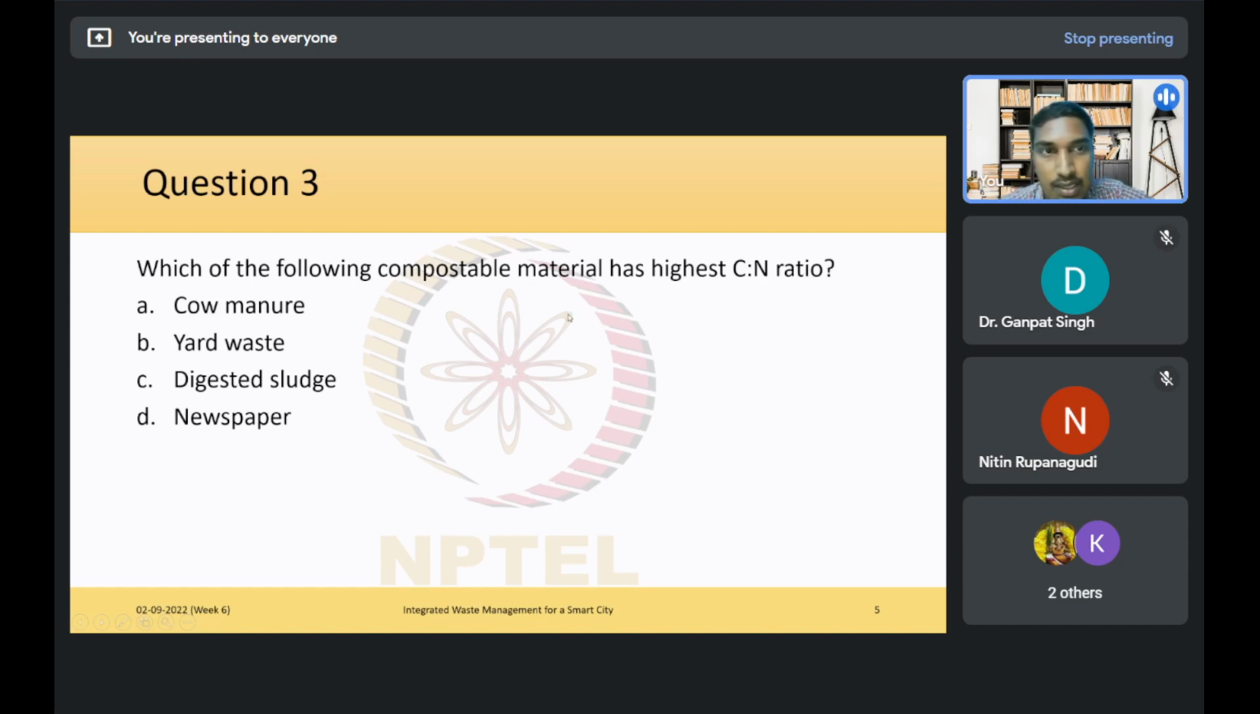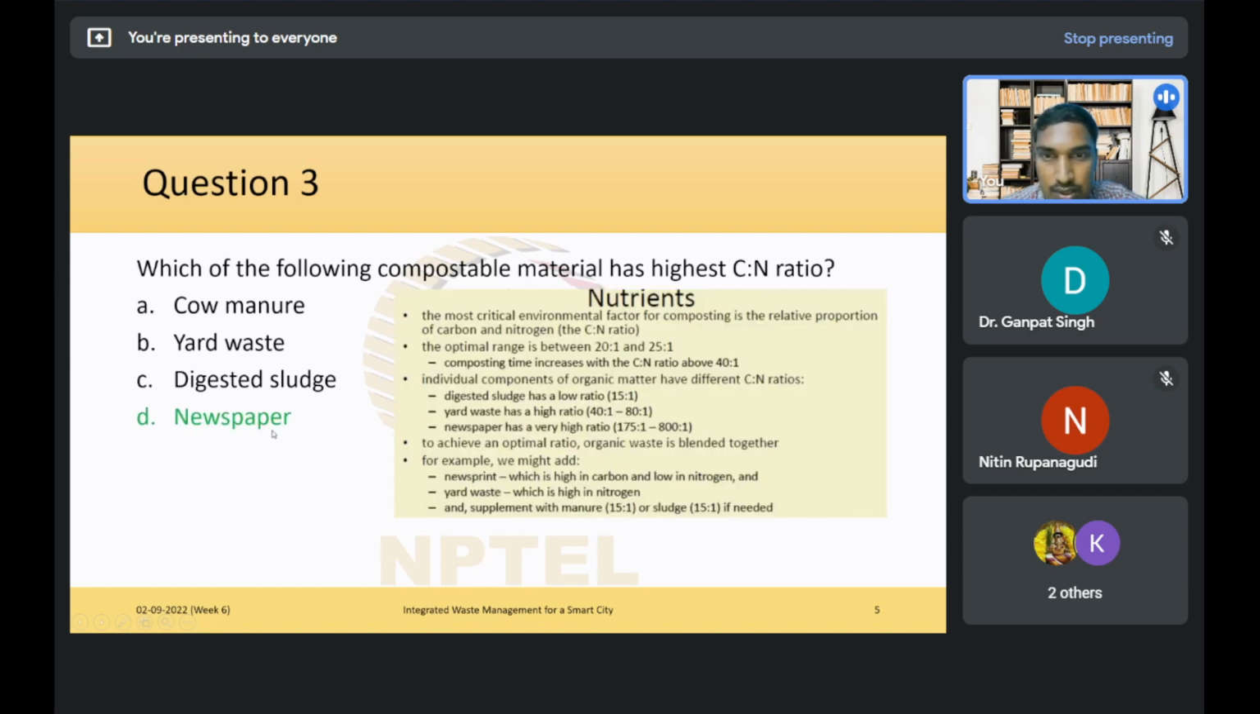Right, so large numerator, small denominator. So when we look at these four components, out of these the newspaper has the highest carbon to nitrogen ratio. It is option D. So we looked at some of these in the lectures.